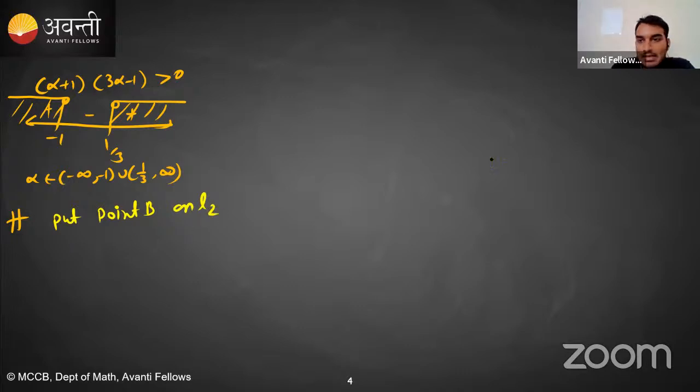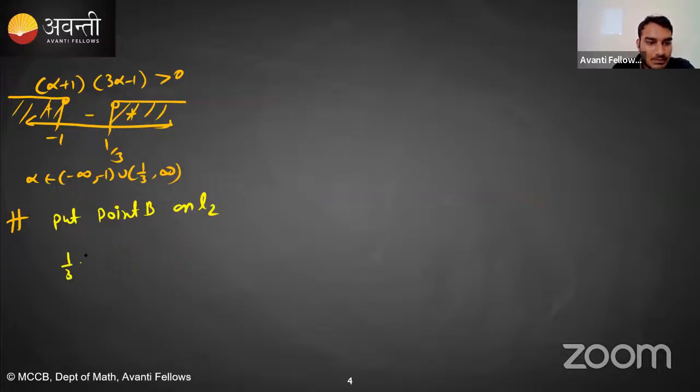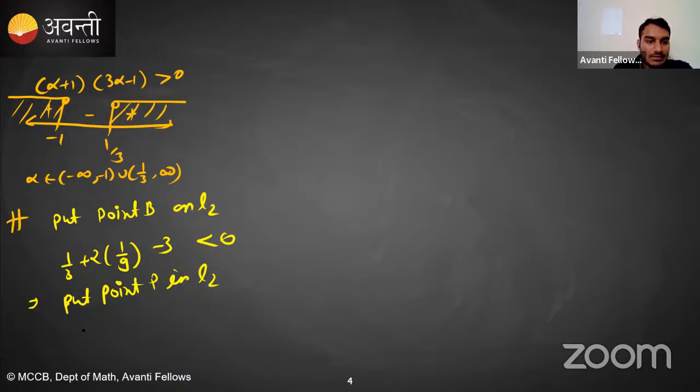L2 is x plus 2y minus 3, and put 1/3, 1/9. So 1/3 plus 2 into 1/9 minus 3, which is 1/3 plus 2/9 minus 3, which is less than 0, obviously, right? So it implies, put point P in L2. What you will get? Alpha plus 2 alpha square minus 3. It would also be less than 0. It will give the same sign, yes or no? Because points P and B are on the same side, right?